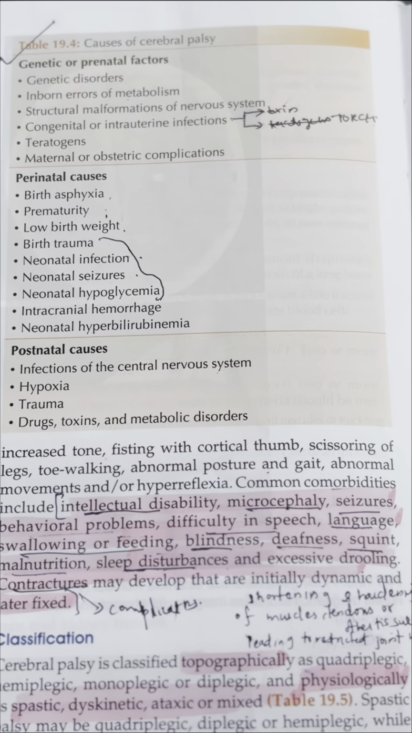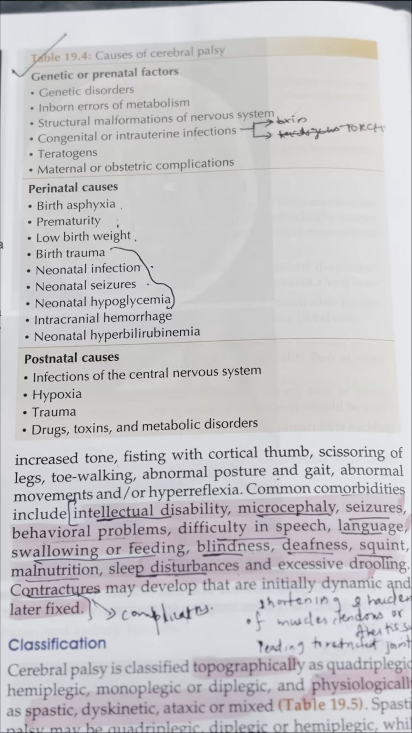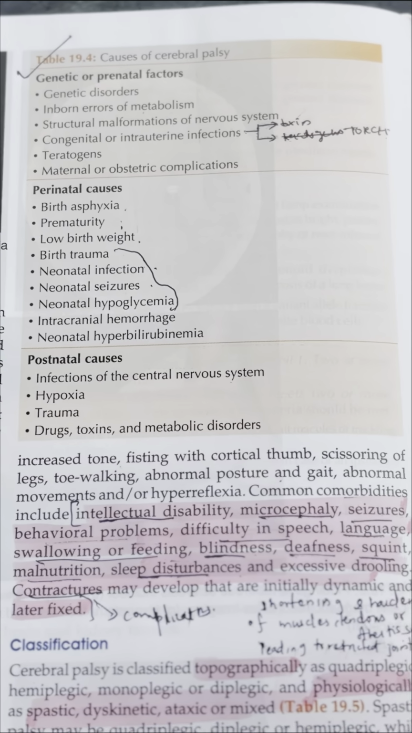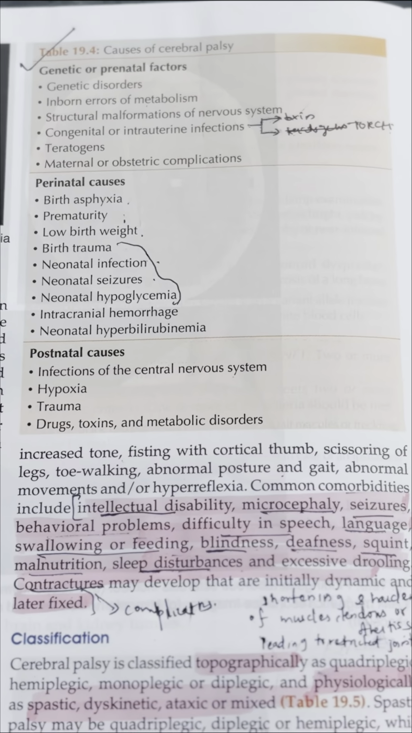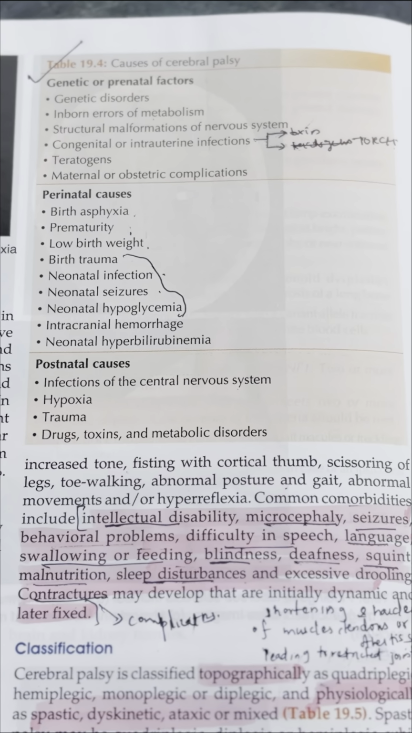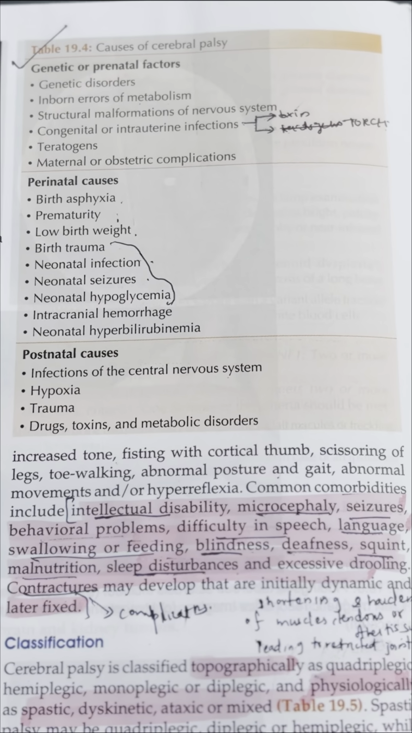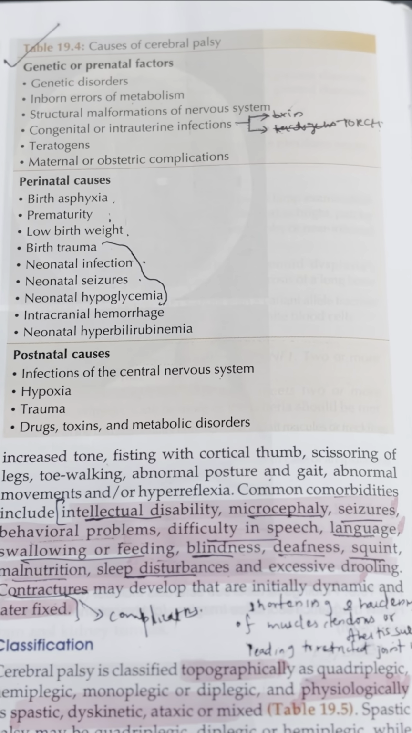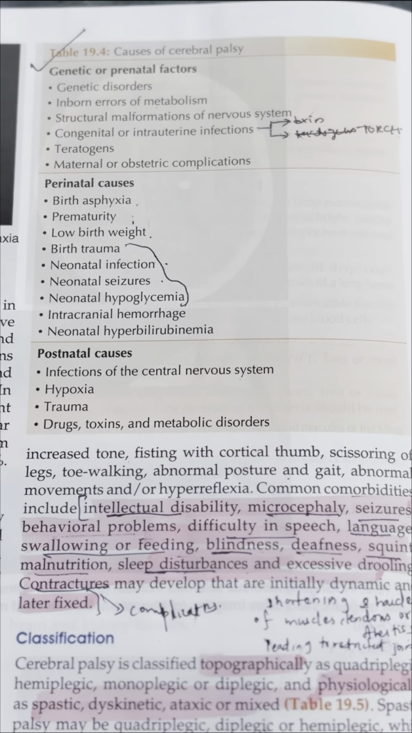In perinatal causes, it includes birth asphyxia, prematurity, low birth weight, birth trauma that can cause intracranial hemorrhage. Then neonatal causes: neonatal infection, neonatal seizures, neonatal hypoglycemia, neonatal hyperbilirubinemia. Then the postnatal causes include infections of the central nervous system, hypoxia, trauma, drugs, toxins, metabolic disorders, etc.